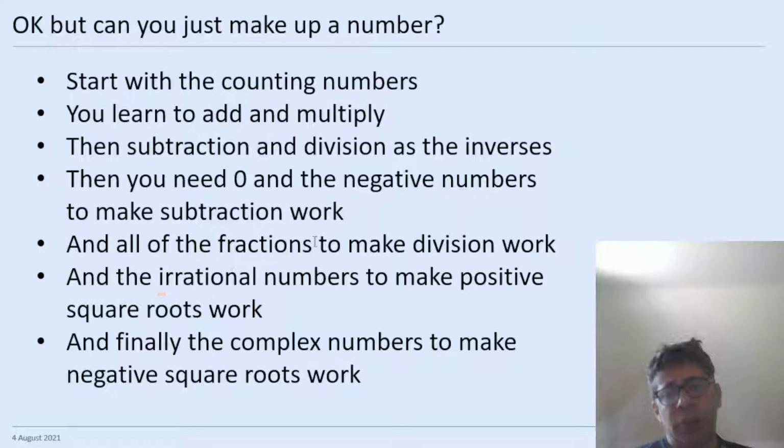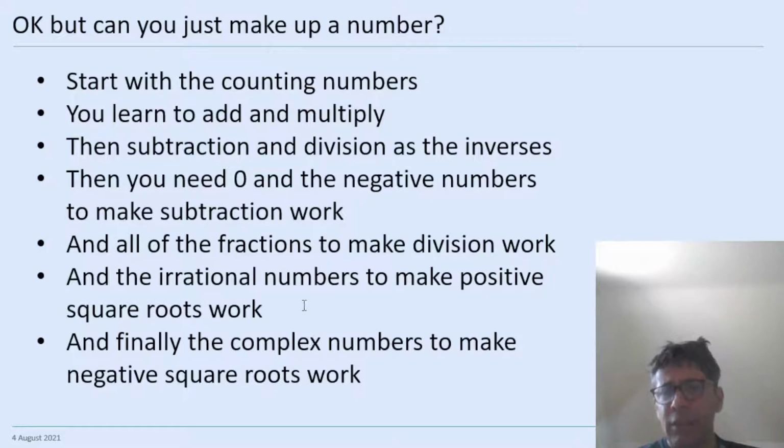Then you need fractions to make division work, because you could say, well, 54 divided by 6, that's just 9. That's relatively easy, but 15 divided by 6, okay, so that's going to be 2.5, because 6 doesn't exactly go into 15, and so we need fractions to make division work. So what we've done is we've created 0 and the negative numbers to make subtraction work. We've created fractions to make division work.